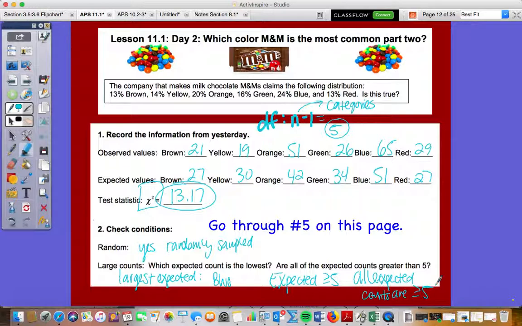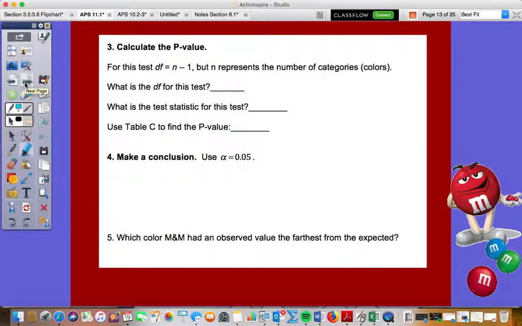That's large counts. Now, as we go into this next part, for this test, the degrees of freedom, where n represents the number of categories, we've already said that this would be 5 because it's the 6 categories minus 1.